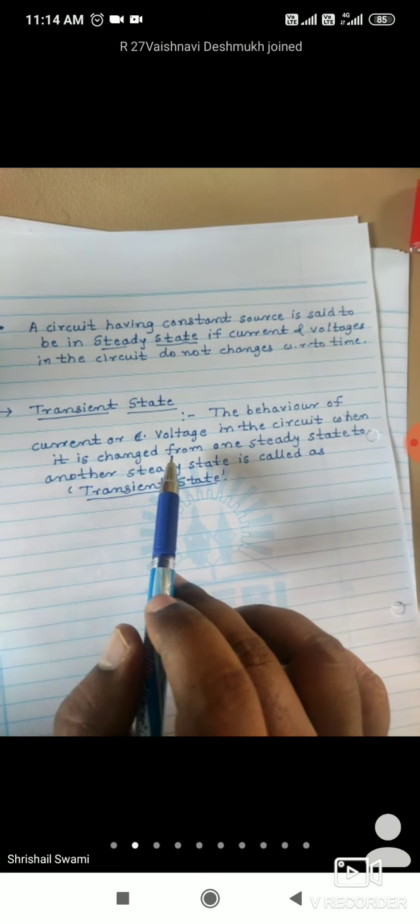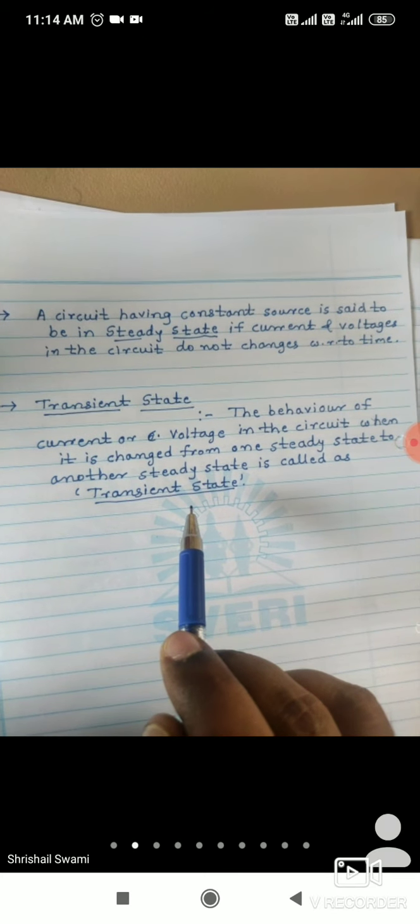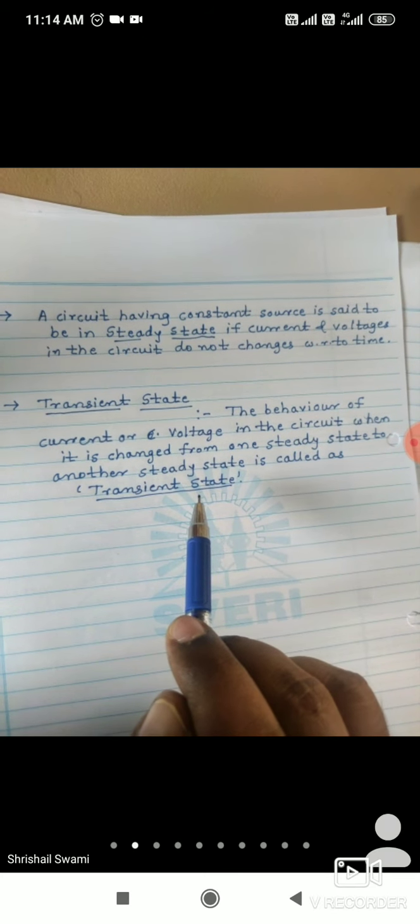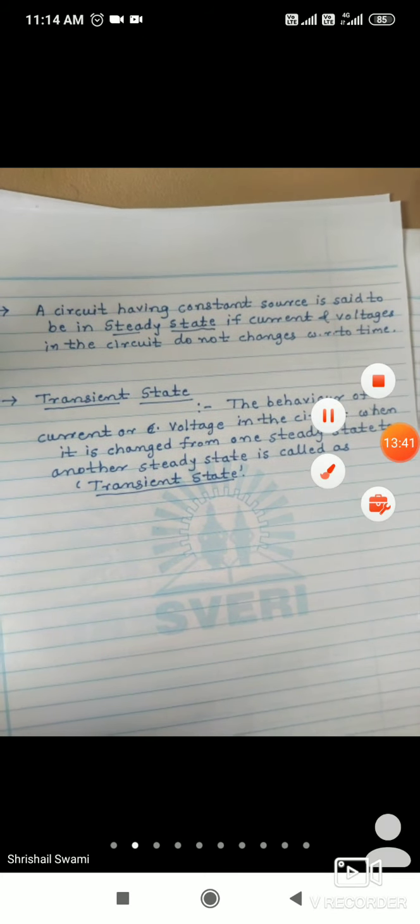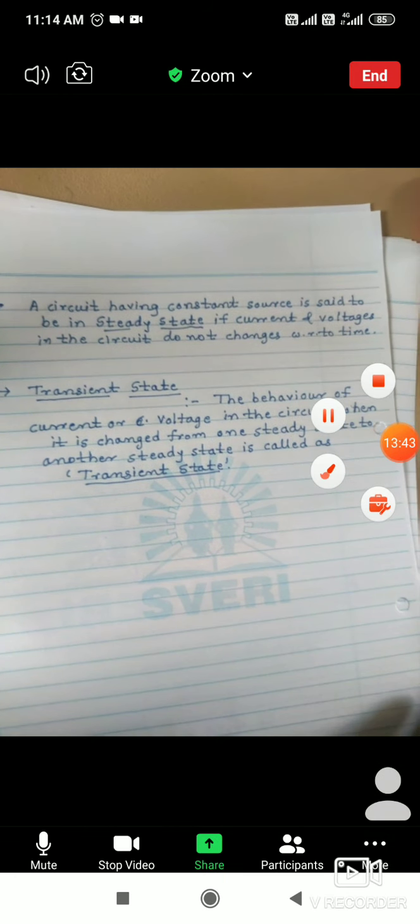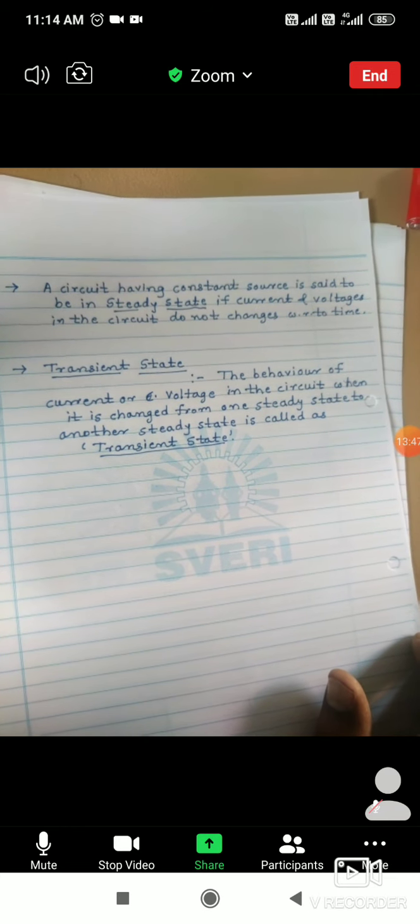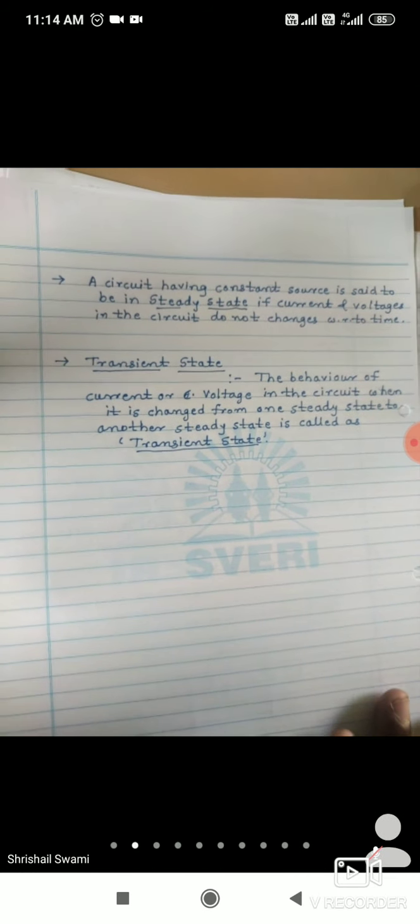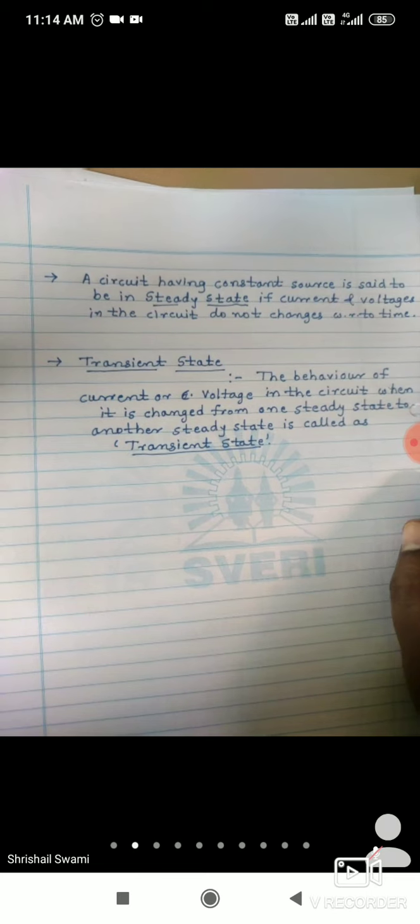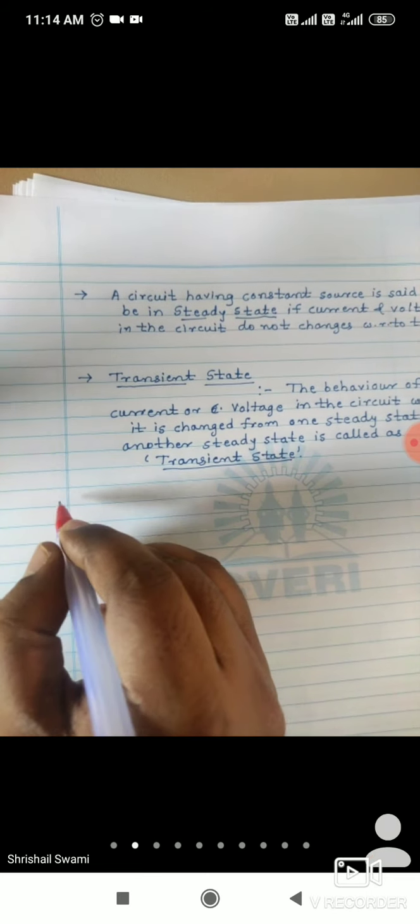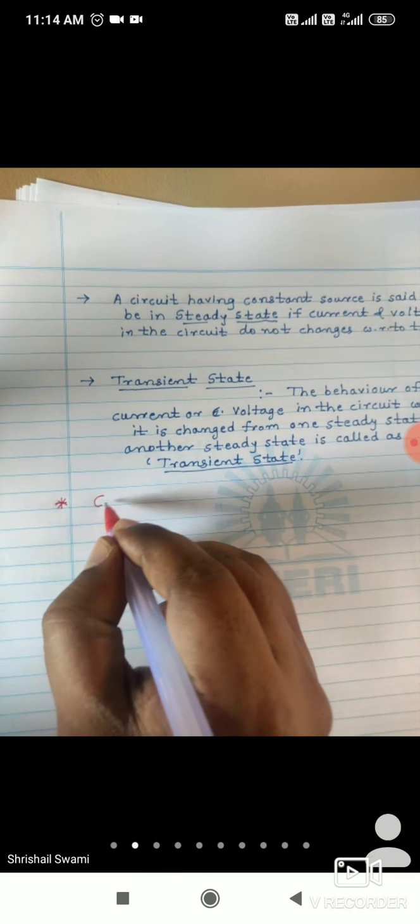Make it underline. The behavior of the current or voltage in the circuit when it is changed from one steady state to another steady state, that behavior is called what? The transient state. Understood? So we are learning the transient state with the help of the steady state values. Okay. Now next, this was the title of the chapter. After that, the central idea of the chapter, what we are going to learn in this unit.